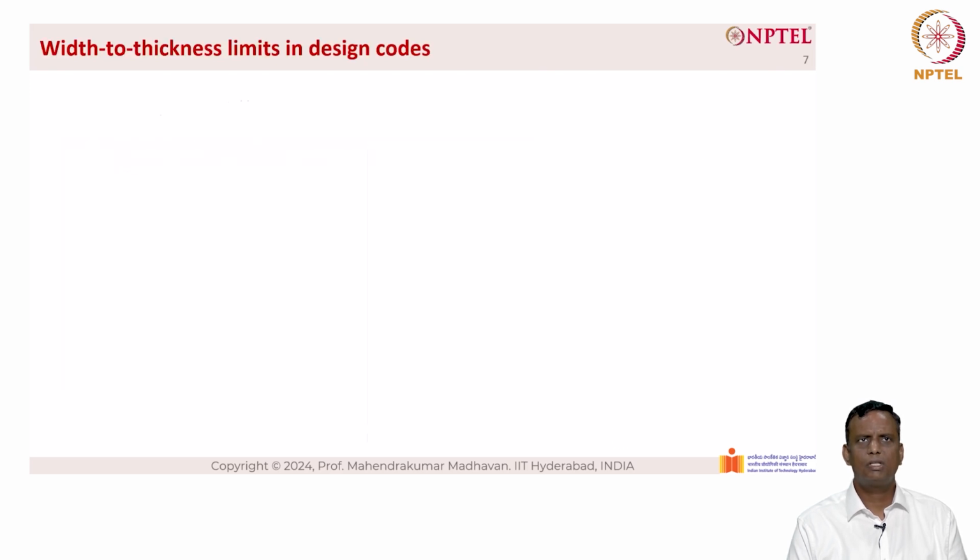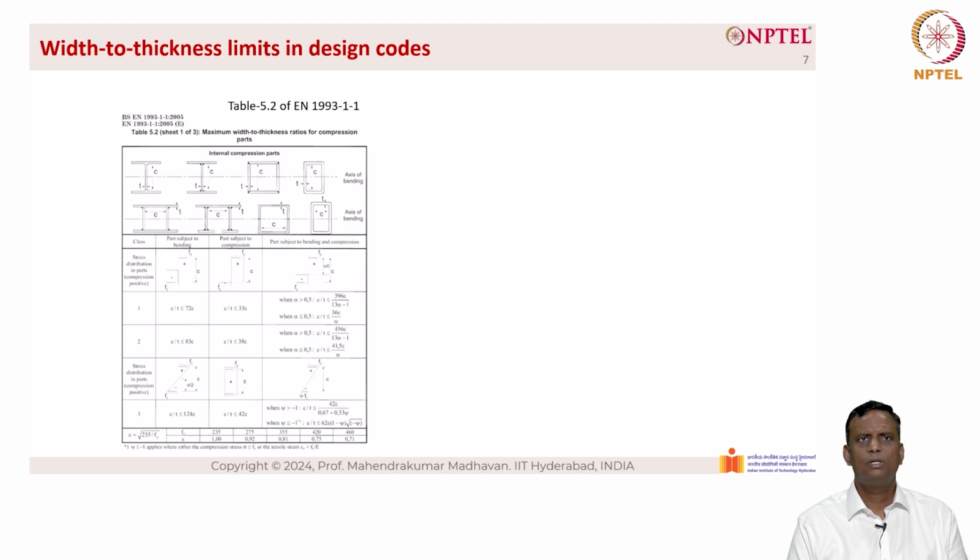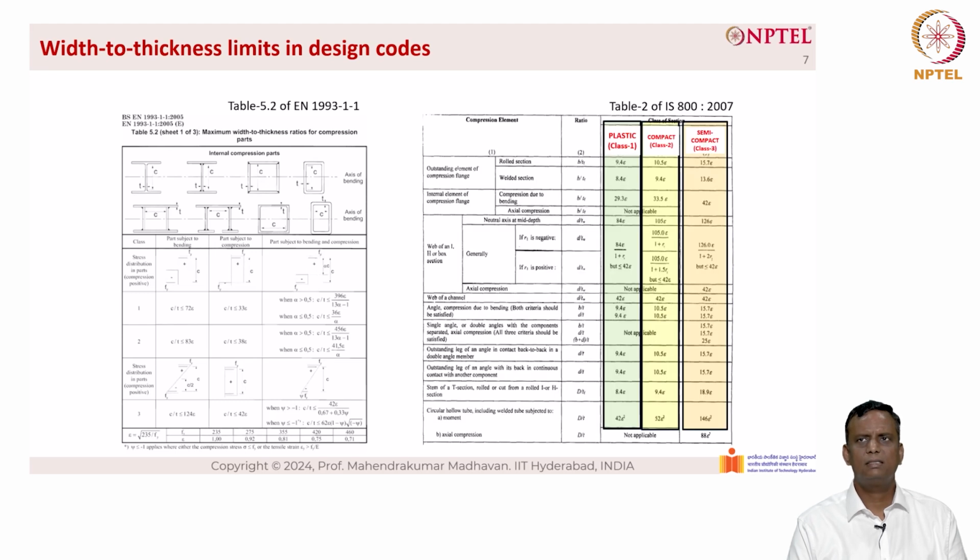Let us talk about the width to thickness ratios in design codes. You can see for Euro codes, Table 5.2 gives the width to thickness ratios, whereas Table 2 of IS 800 gives you the width to thickness ratios, as you can see here for class 1, class 2 and class 3. Class 4 is not dealt with in IS 800, it is dealt with in a separate code called IS 801, which is for design of cold formed steel. Is there a rationale behind the width to thickness limits in design codes? Yes, there is a rationale behind these design codes.